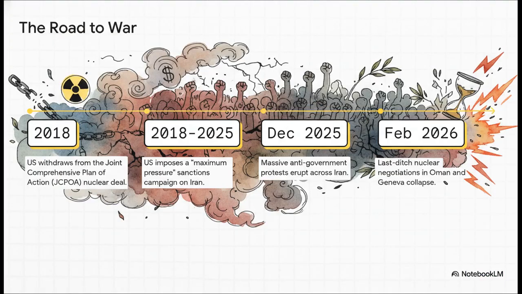You can really see the story unfold when you look at the timeline. It arguably kicks off in 2018 when the U.S. pulls out of the Iran nuclear deal. That was immediately followed by a relentless maximum pressure sanctions campaign that just hammered Iran's economy. By the end of 2025, that economic pain exploded into these huge nationwide anti-government protests. And then, the final trigger, last-ditch nuclear talks in February 2026, just completely fall apart, only days before the attack. You see? Each step just added more and more fuel to the fire.